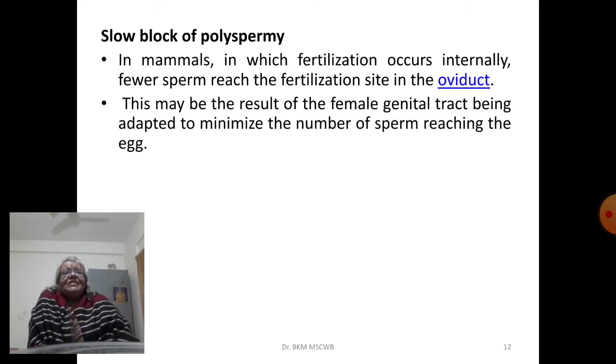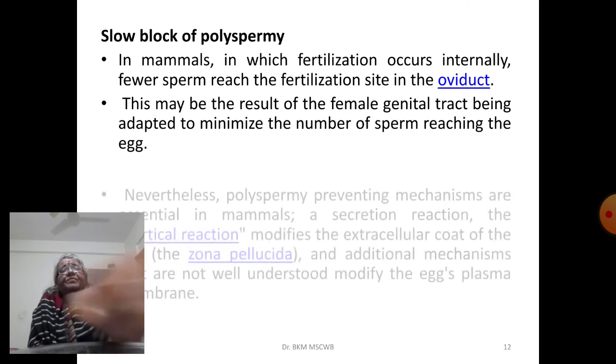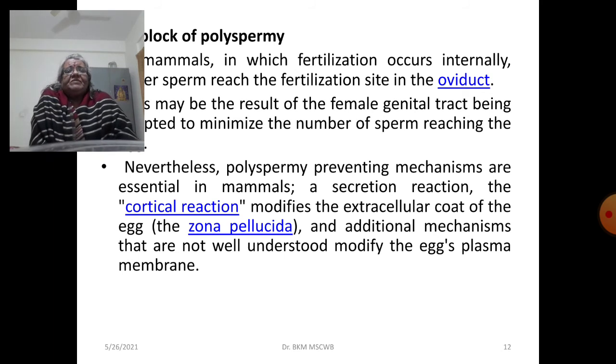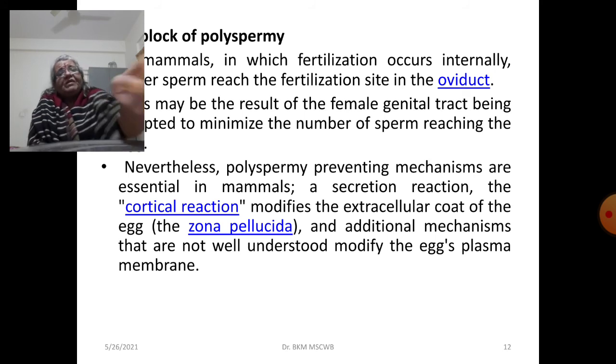So this may be the result of the female genital tract being adapted to minimize the number of sperm reaching the egg. Nevertheless, polyspermy preventing mechanisms are essential here also, but a different strategy is followed, the cortical reaction, which modifies the extracellular coat of the egg, or the zona pellucida as you see in mammals, and additional mechanisms that are not well understood that modify the egg plasma membrane.